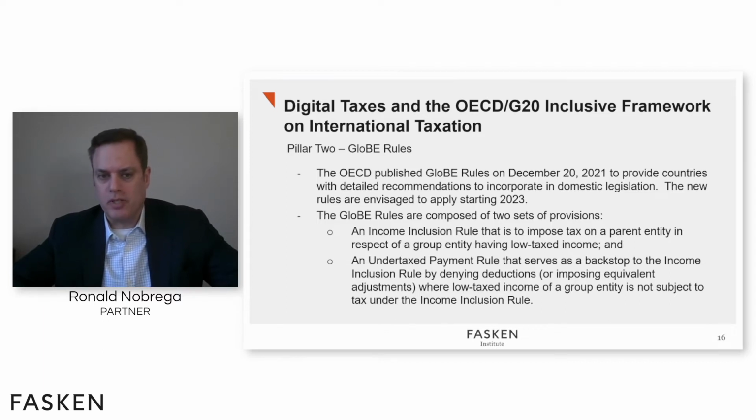The global rules will be composed of two sets of provisions: an income inclusion rule, that is the basic rule, that is to impose tax on a parent entity where it has low-taxed subsidiaries. And as a backup, there will be an undertaxed payment rule, where the income inclusion rule isn't applied, or is not fully applied to income that would otherwise be subject to it, there will be a set of denied deductions under the undertaxed payment rule in other countries to effectively increase the multinational's tax rate in that jurisdiction to 15%.